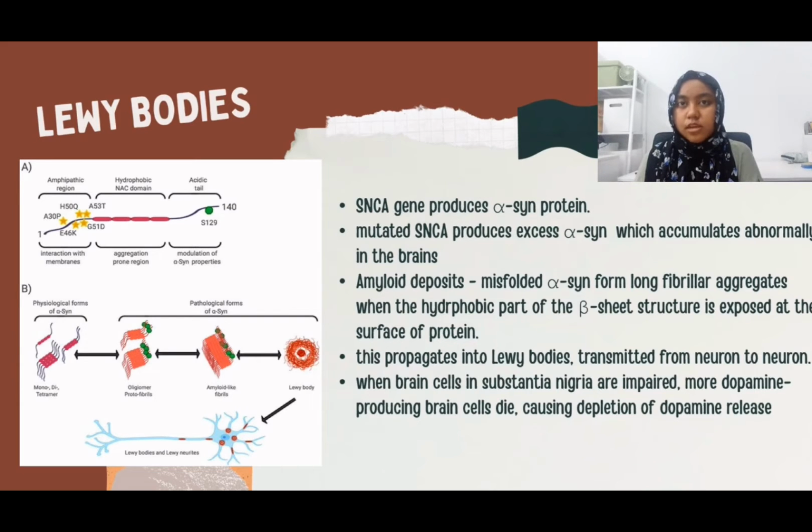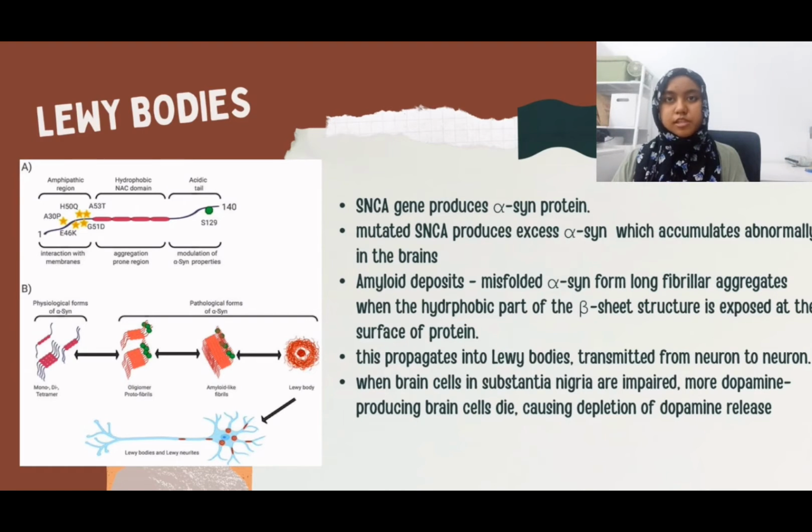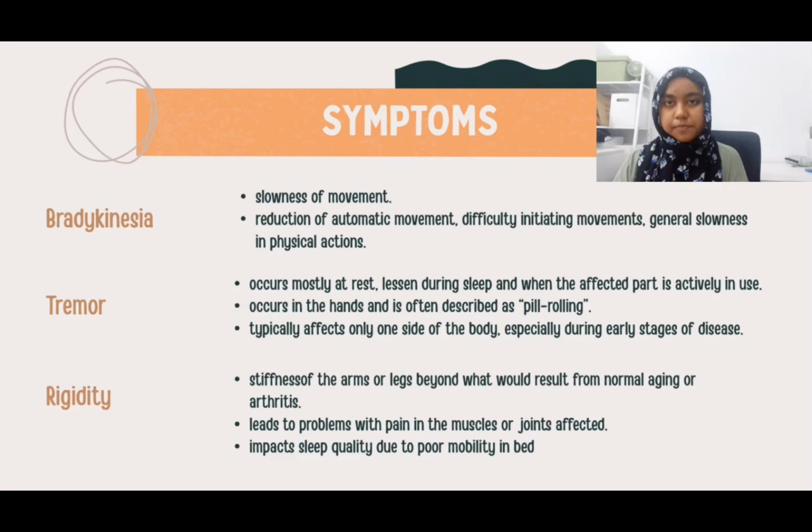Because of the plasticity of alpha-synuclein, Lewy bodies are able to be transmitted from neuron to neuron using mechanisms such as endocytosis, plasma membrane penetration, or through exosomes, spreading toxicity to other regions of the brain, mainly the substantia nigra. This region is where dopaminergic neurons are found, and when the brain cells in this region are impaired because of the toxicity, more dopamine-producing brain cells die, and the depletion of dopamine release that is necessary to maintain essential functions happens. This leads to the movement-related symptoms that can be found in patients with Parkinson's disease.